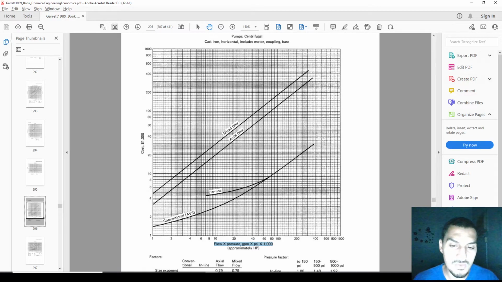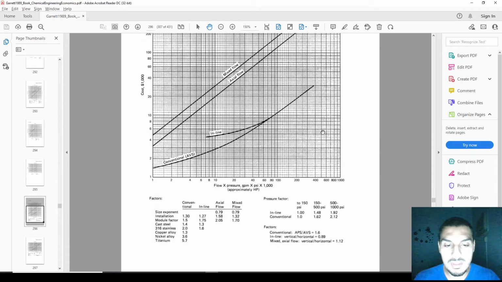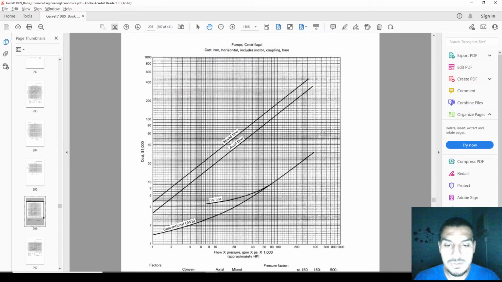So for instance, I'm going for 20,000. It's gonna give me around $4,000 of price. So this is a nice thing about this chart. There is one more thing that we need to keep in mind, which is that this chart ends at 400 for the flow multiplied by pressure. So it's not valid for higher flow rates or higher flow by pressure values. So this is something that we need to keep in mind. This is what we're gonna use in our case.